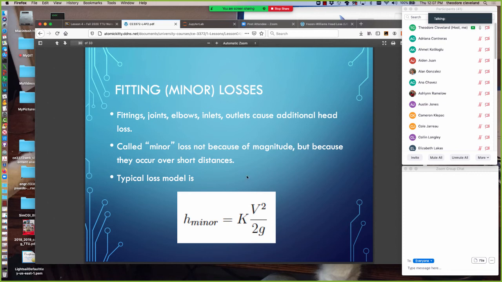Because the fitting losses are one of the things, at least in design, that we want to intentionally overestimate if there's a choice, so that we don't design and build a system that has more head loss than we anticipate.